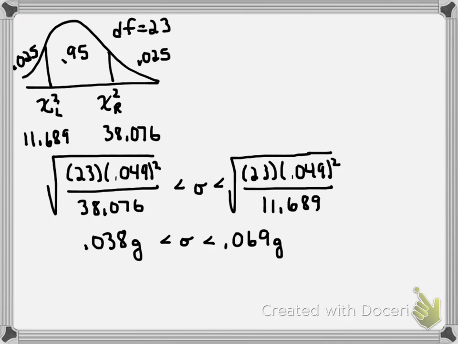The second question, based on the results, does the new equipment appear to be effective in reducing the variation of the weights? Again, since 0.062 grams is within the interval, there is not evidence that the new equipment is effective in reducing the variation.